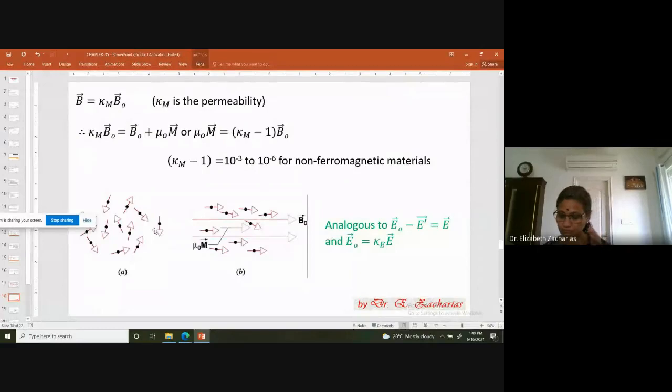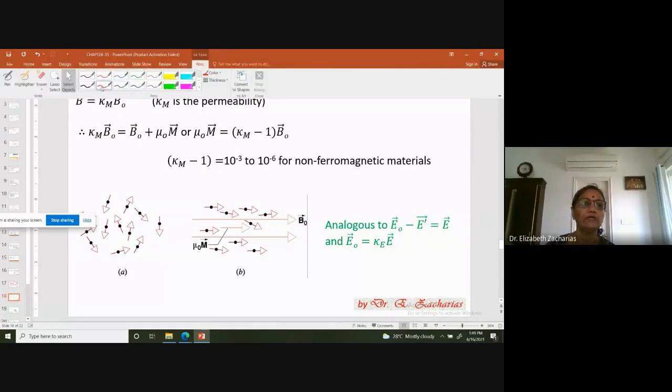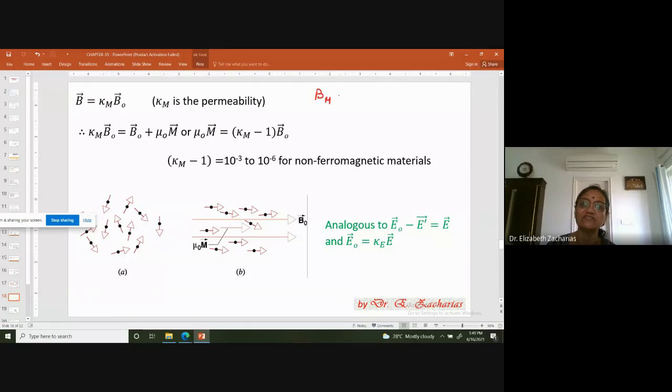Okay, now, just now I gave you a relationship between the magnetic field, the field due to magnetization, and the magnetization vector. Similarly, you can write an equation connecting the net field and the applied field. What is the relationship? B is equal to kappa M into B naught. B naught is the applied field, B is the net field. Now this kappa M is called the permeability of the medium.